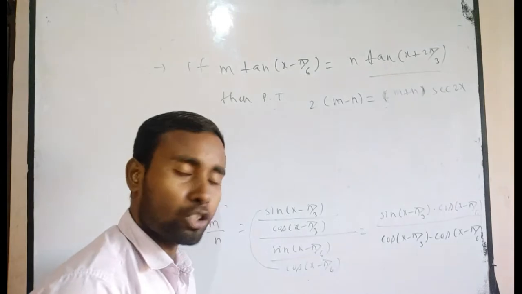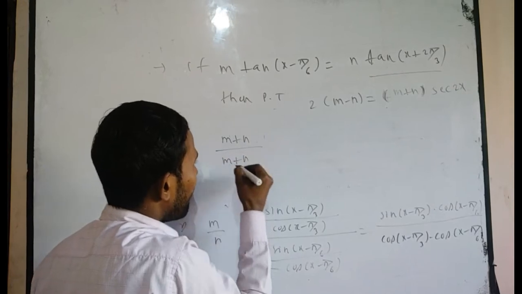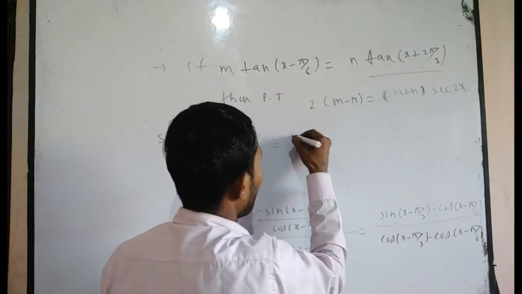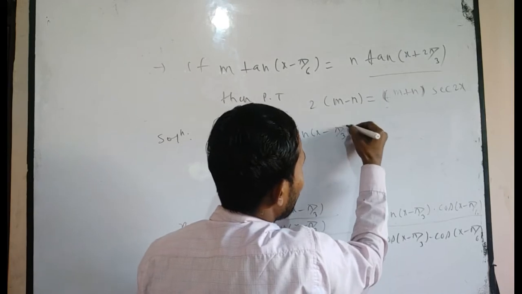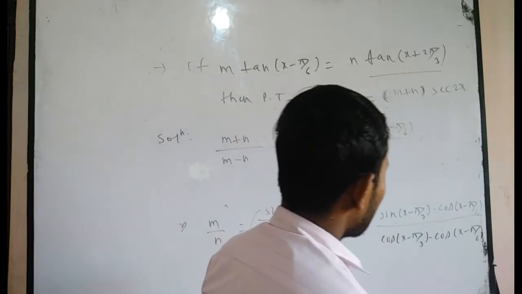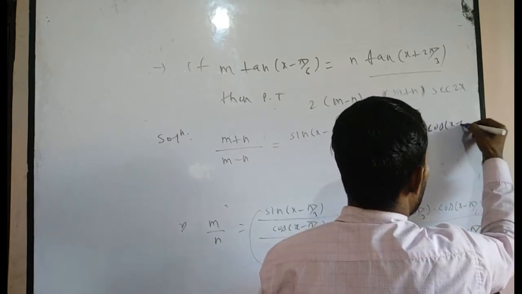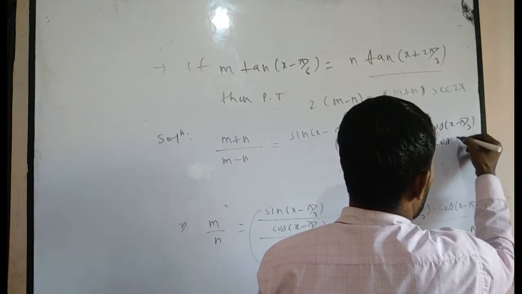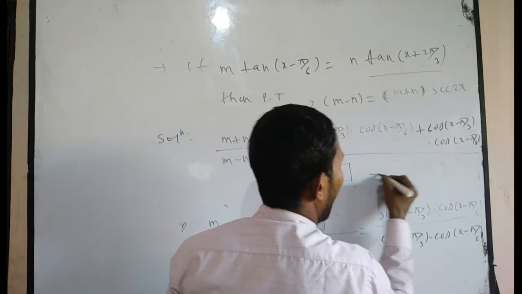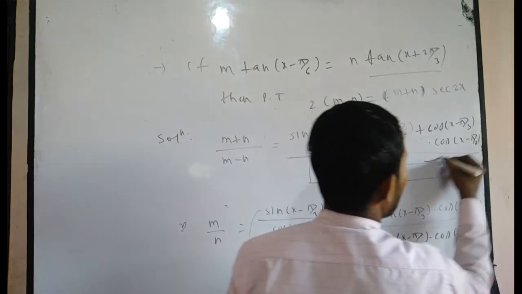If you apply componendo and dividendo on both sides, then you get m plus n divided by m minus n. That will be sin into this term. That means I want to write it firstly: sin of x minus pi by 3 into cos of x minus pi by 6, plus cos of x minus pi by 3 into cos of x minus pi by 6. Similarly, you get the denominator term, only in place of the plus sign you get negative, and both terms will be the same. It will be as this and it will be as this.